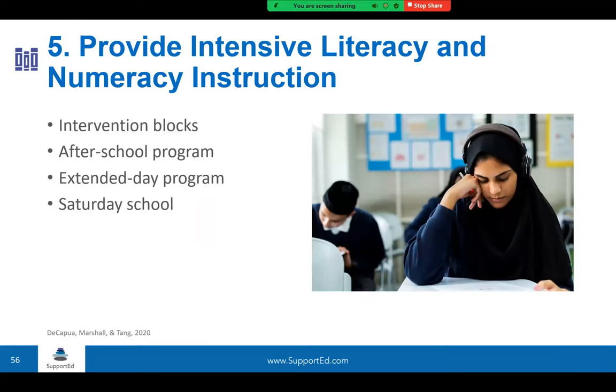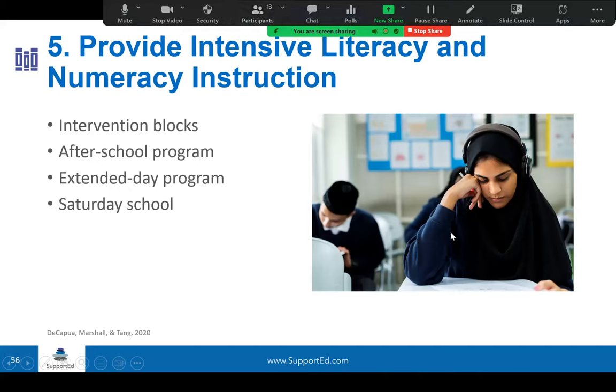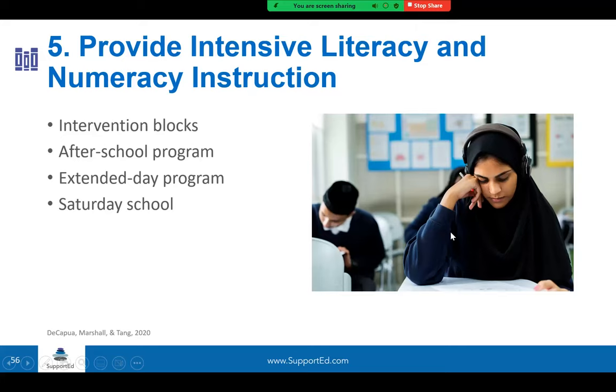All right, we're going to shift to providing intense literacy and numeracy instruction. And again, I think this goes deeper into the question that we had in the chat on what do we do for those students that need more than just scaffolds? For some of the students, many of our SLIFE, they need intensive literacy and numeracy instruction.